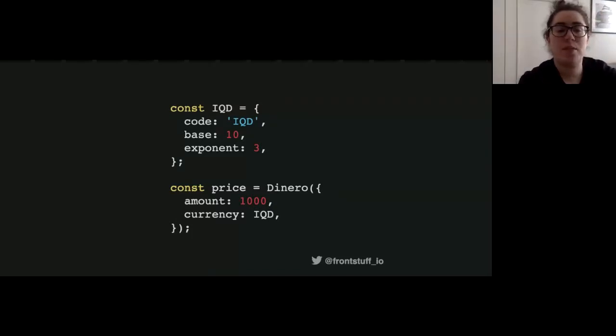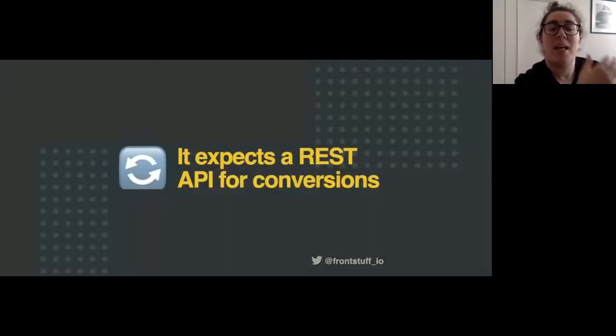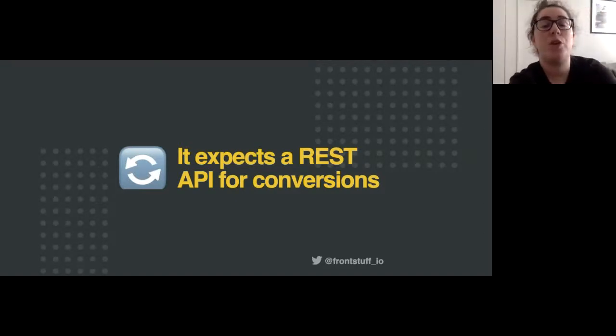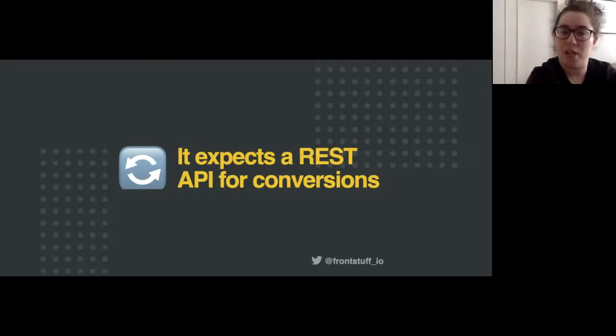Another issue with Dinero right now is that it expects a REST API for conversions. All right, what does that mean? Well, in Dinero V1, you can convert a Dinero object from one currency to another with respect to exchange rates. But where do the exchange rates come from, right? That's exactly the problem. It expects, and I'm embarrassed to say it, that you fetch them from a REST API, and Dinero actually does the data fetching for you.